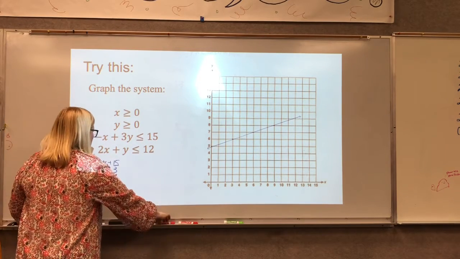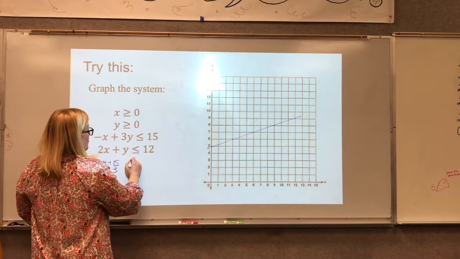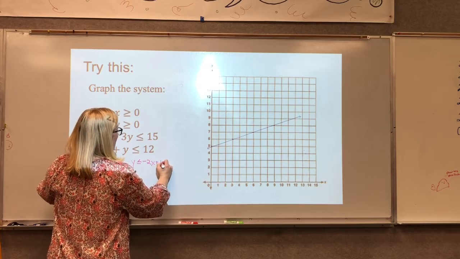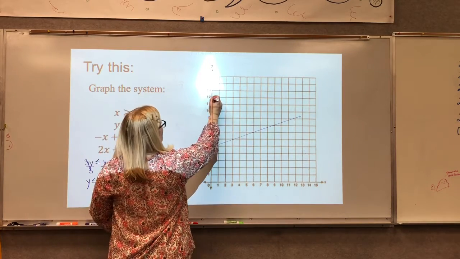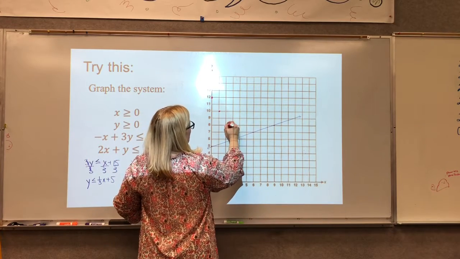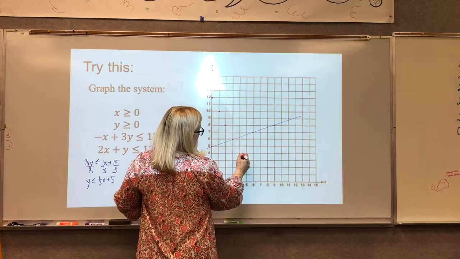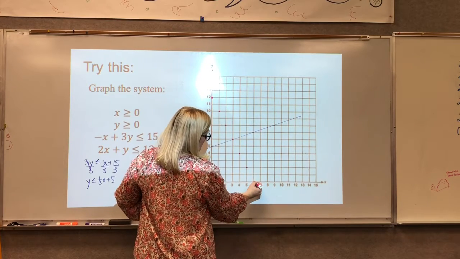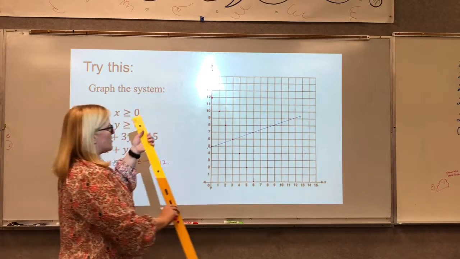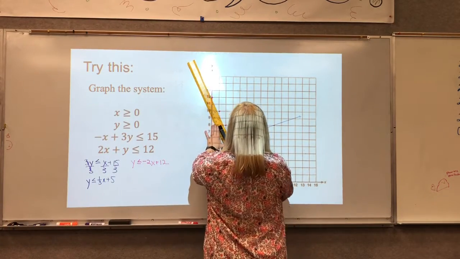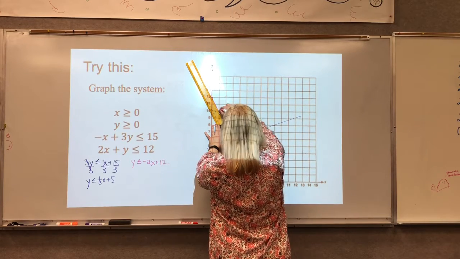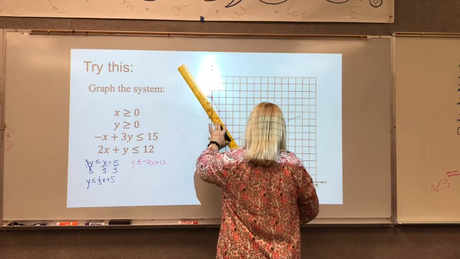Okay, and then down here, I'm going to do y is less than or equal to negative 2x plus 12. So 12 is the y-intercept here. I'm going to go down 2 over 1 is my slope. And again, it's a solid line because it's less than or equal to.